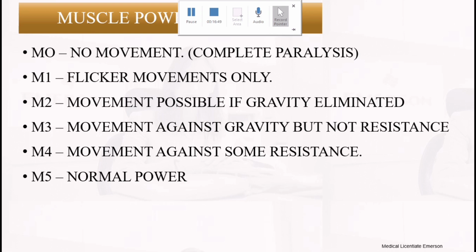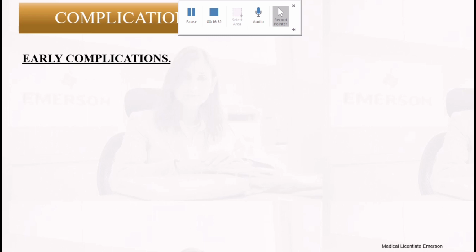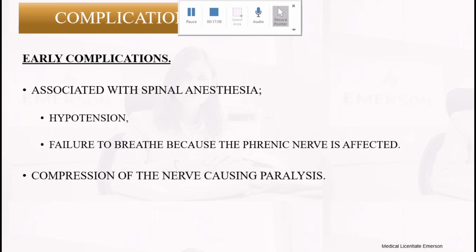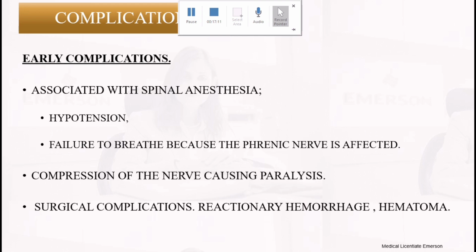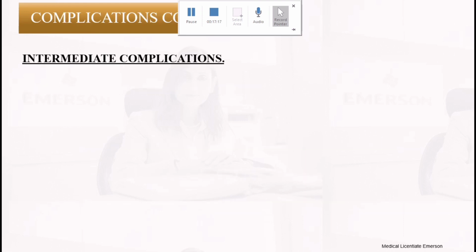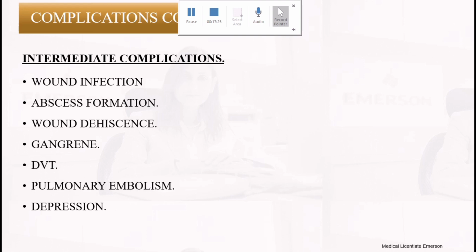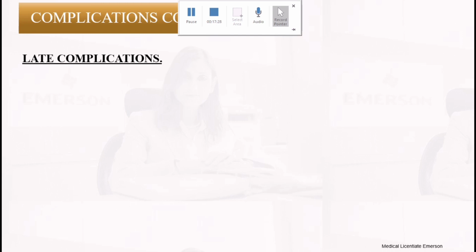So that's normal power. Okay, then complications in surgery. Know that complications are classified as early, intermediate, and late. Early complications include those associated with spinal anesthesia, such as hypotension and failure to breathe because the phrenic nerve is affected, then compression of the nerve causing paralysis. You can have surgical complications such as hemorrhage and hematoma. Then under intermediate complications, you can have wound infection, abscess formation, wound dehiscence, gangrene, DVT, pulmonary embolism, and depression. And depression is very common.